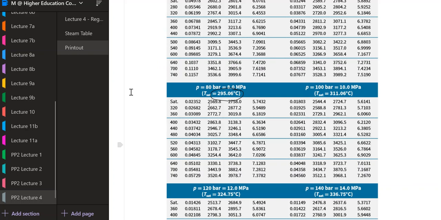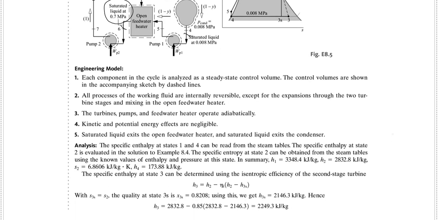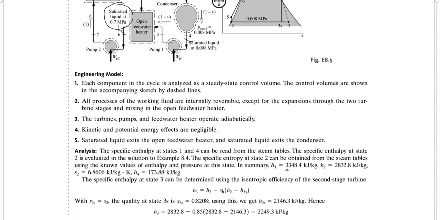Now looking at the steam at 480 degrees centigrade and 8 megapascal, the enthalpy of the steam is 3348.4, and the entropy of the steam is 6.6586. Going back to the question, at 8 megapascal and 480 degrees centigrade, we could find the enthalpy, which is 3348.4, and entropy, which would be somewhere 6.5 something.